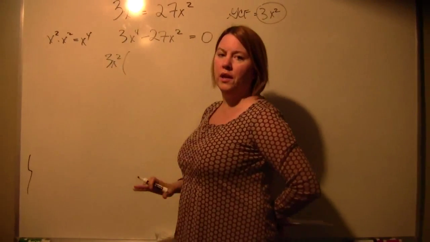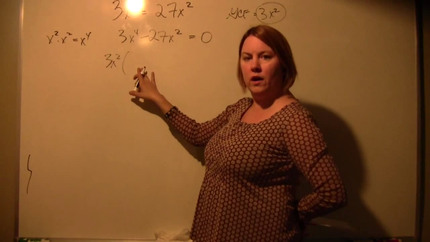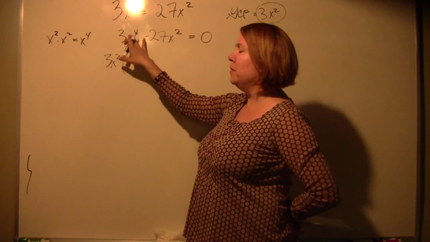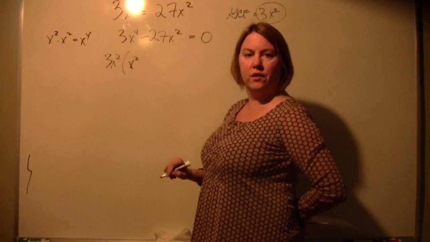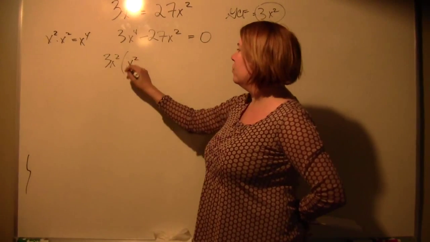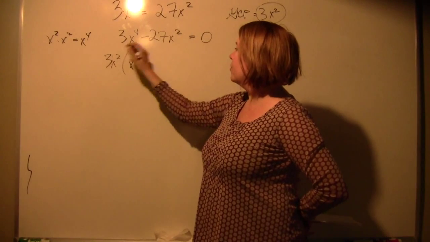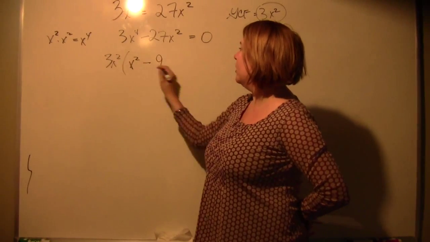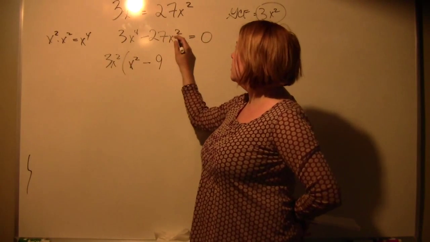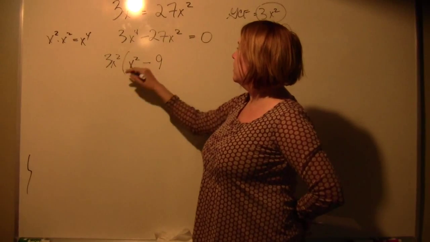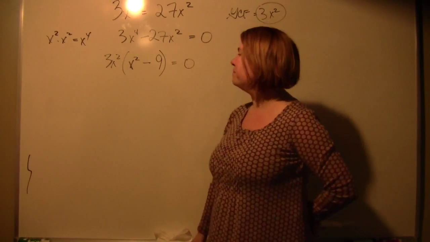So what you want to do here is think about 3x squared times what is going to give me back 3x to the fourth. So it's going to be x squared. Okay, you've got a 1 there. And then minus, and then 3 times 9 gives you that negative 27. And then x squared and x squared, so you don't need anything there.